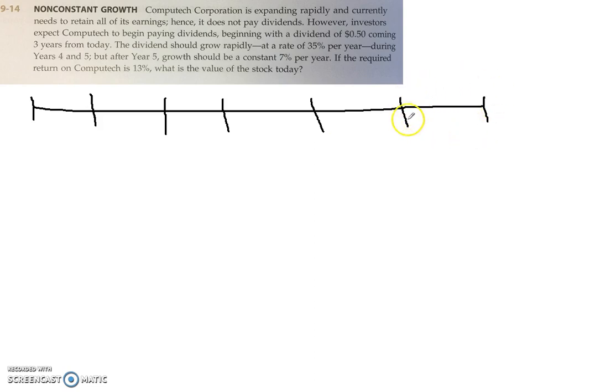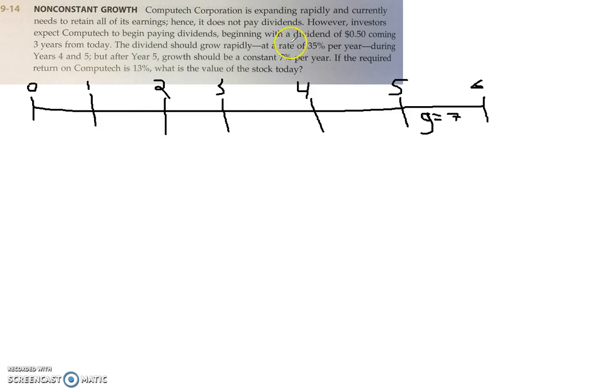At the end of the 5th year, start of the 6th year, growth is going to be constant. So we're going to label that constant 7%. So growth is 7%. Sorry, this is a G. Okay, so 0, 1, 2, 3, 4, 5, 6. Okay, so we know growth is constant at this point.